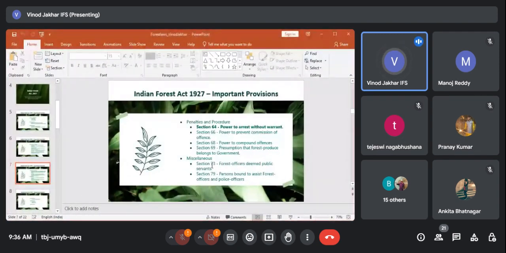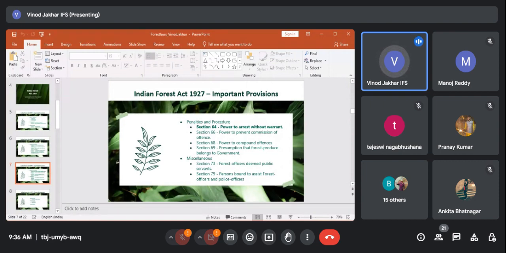Then sections 73 and 79, these again are less discussed and less used, but important forest provisions, because they allow you to use the provisions of other acts also. Section 73 says that forest officers are deemed public servants. So you can use the IPC provision where any person who stops a public servant from doing his duty can be arrested and imprisoned for 6 months. That provision can also be used.